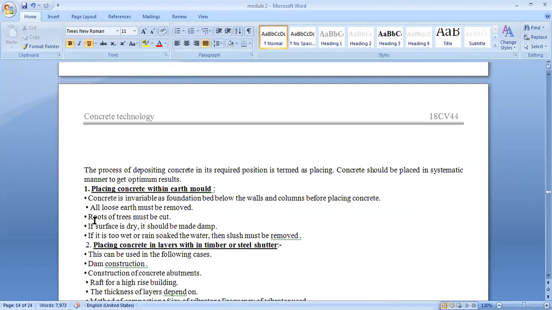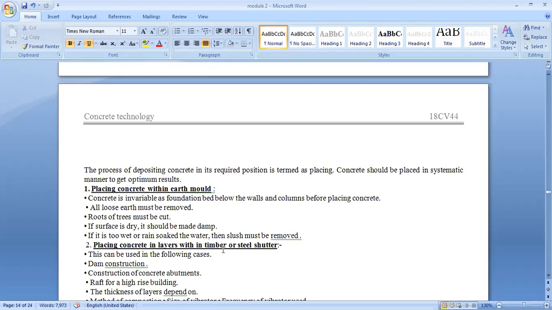All loose earth material should be removed. Roots of trees must be cut. If the surface is dry, it should be made damp. You need to place some water, otherwise water from the concrete will be absorbed. Next, if it is too wet or rain soaked, then the water must be removed.